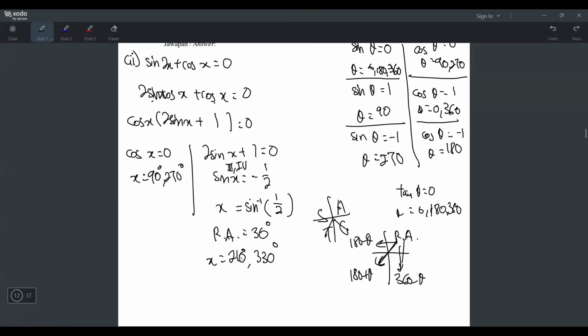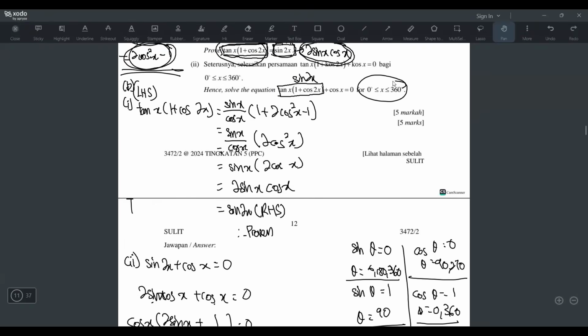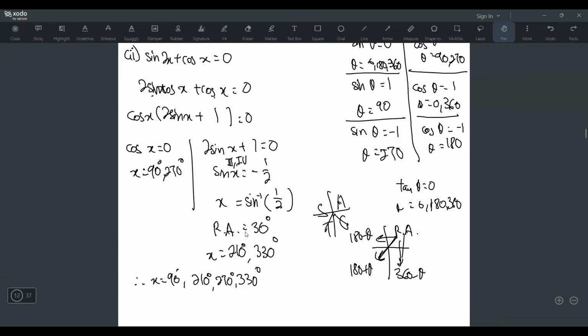Okay, I will combine all my answers now and write it in one line. So x equals, start with the smallest answer, 90, followed by 210, followed by 270, followed by 330. And I think they never say in degrees or radians. Okay, they want it between 0 and 360. So yeah, this is the answer. So there are 4 answers. Okay, done.